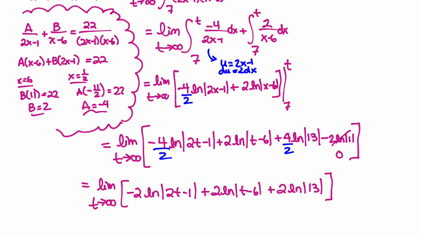Now, what is my problem? Where is there a problem now? Right here, right? When I plug infinity in here and here, it gives me negative 2 times infinity plus 2 times infinity, because the natural log of infinity is infinity. I have a negative infinity plus a positive infinity. This is another one of those weird limits that you don't know what to do with.